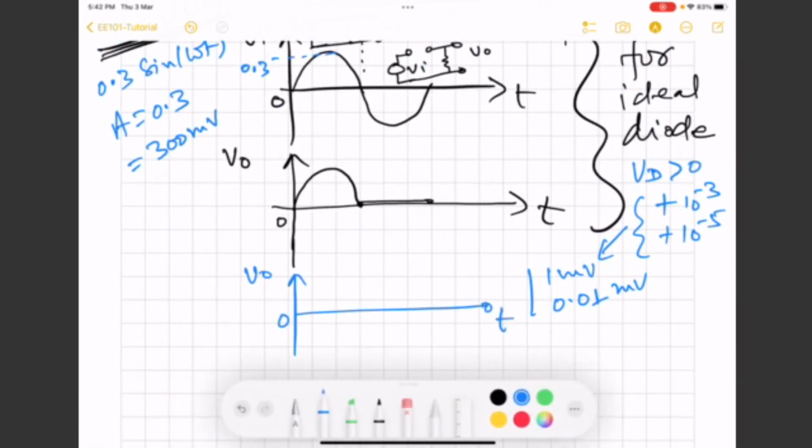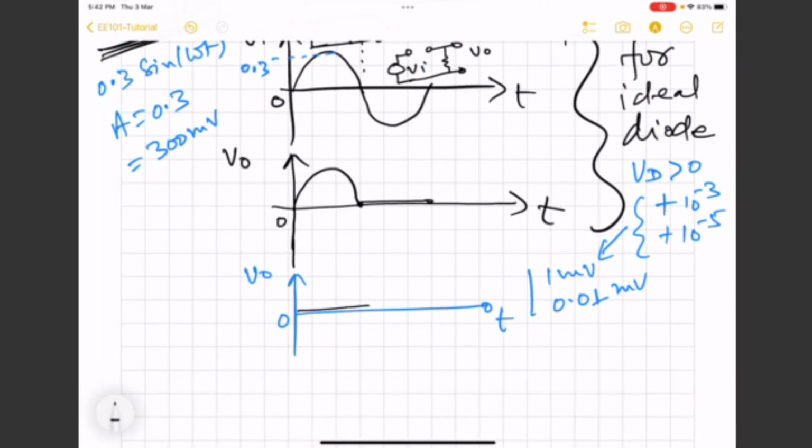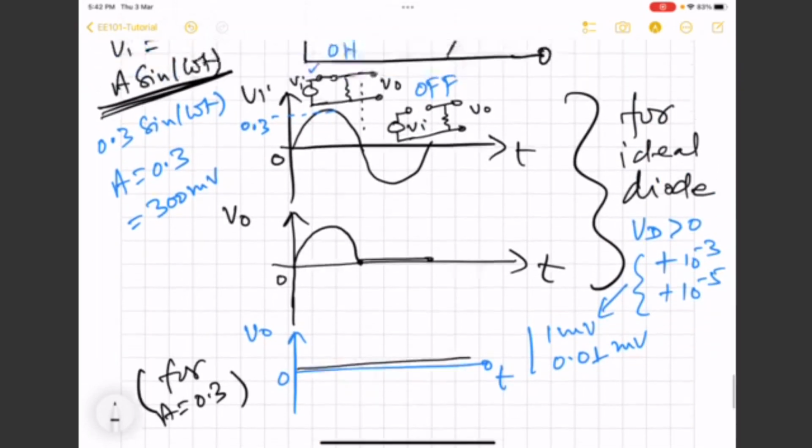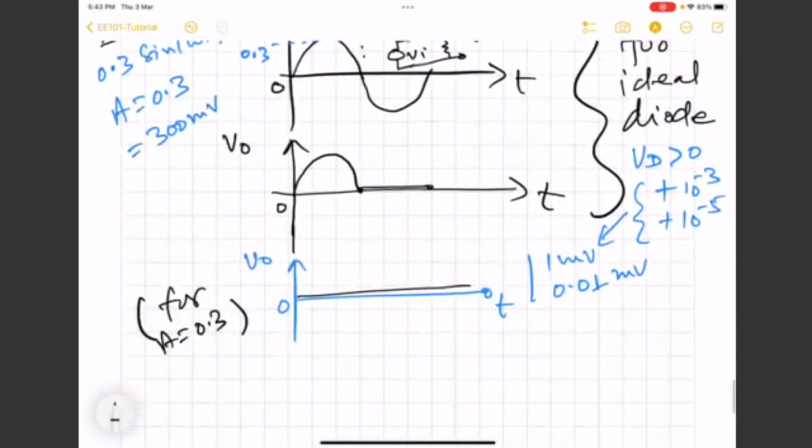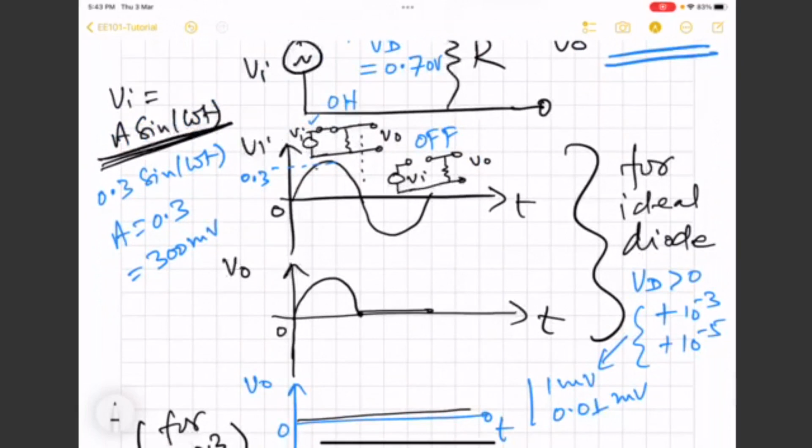Output is always going to be 0 because the diode will never be switched on. So this is for A equal to 0.3, and this will be the case when the amplitude is less than 0.7. So even if you have 0.8, then it will switch on only for a very small duration. So only a tip of the peak of the input will be allowed to appear on the output side.